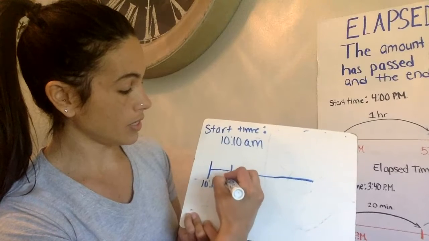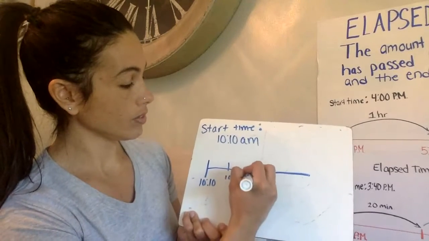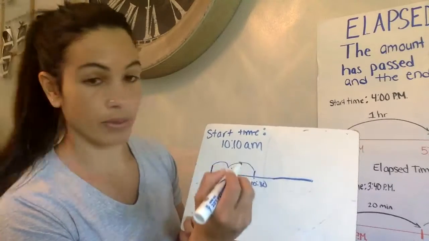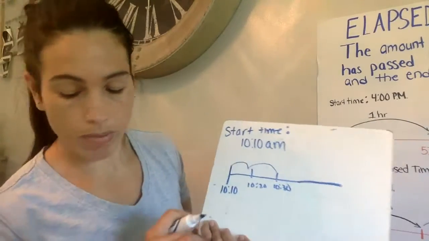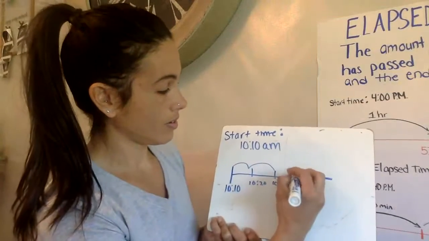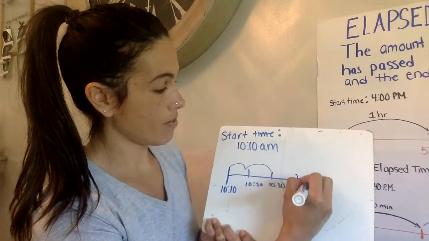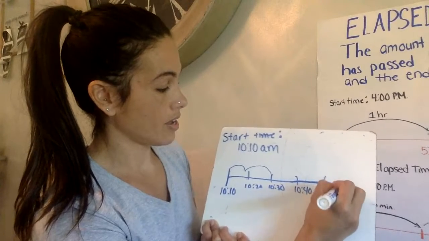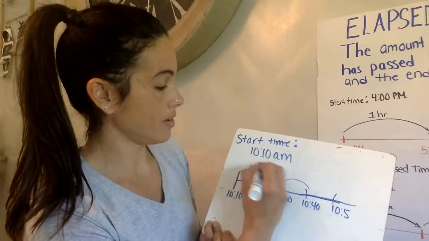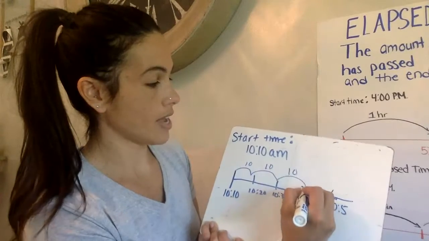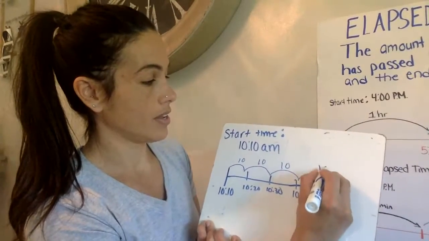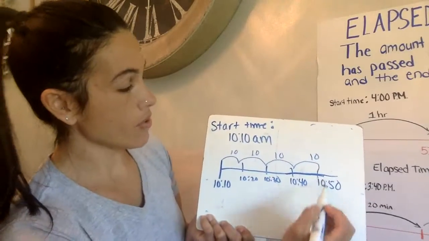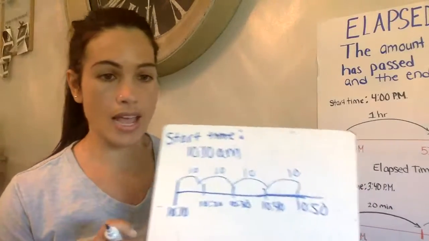So this is 10:20, 10:30, so that's 10 minutes, 20. We said 40 minutes, 10:40. There's 10, 10, 10, 10 minutes. Look, so 10, 20, 30, 40. He finished at 10:50 a.m.